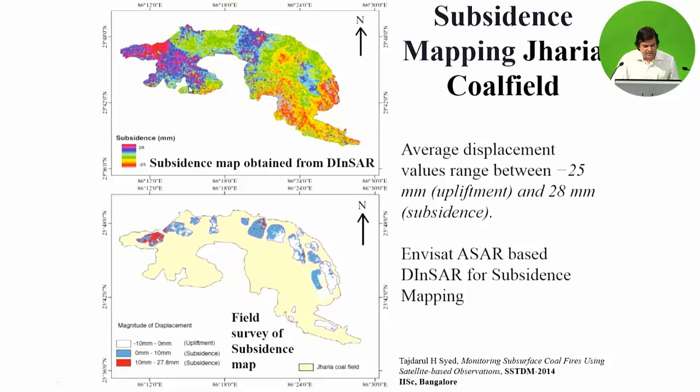and a subsidence map with the help of differential SAR interferometry of Envisat ASAR data, C band, was generated, and we can easily see we are getting the subsidence from 28 to -25 millimeter. The average displacement value ranges between -25 millimeter, which is showing the upliftment, and 28 millimeter subsidence.